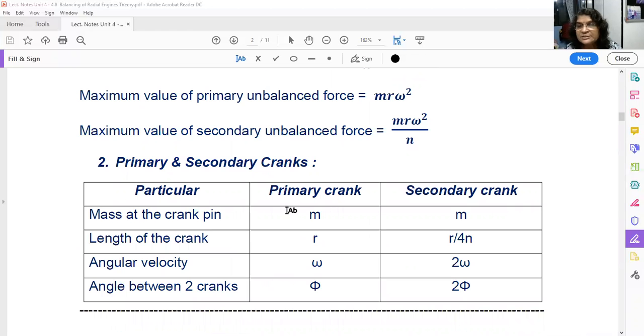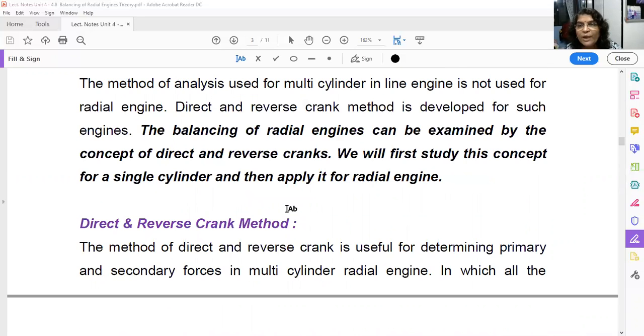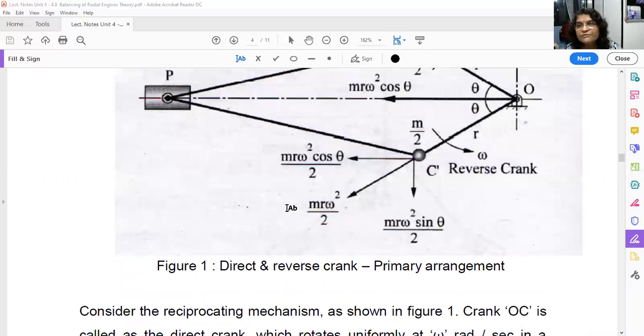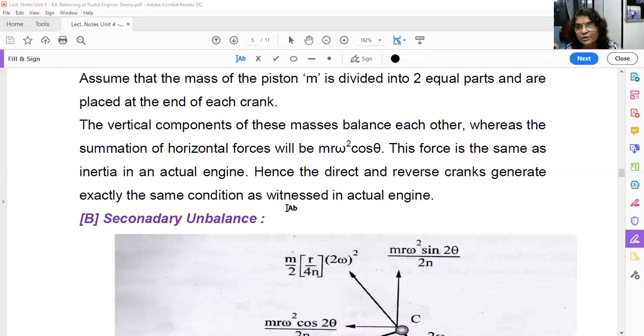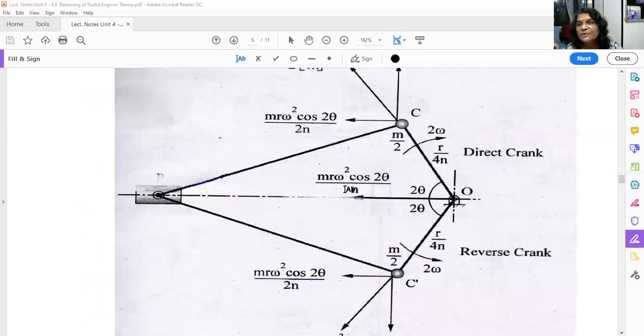Okay. Now this secondary unbalanced force we have to analyze in the same fashion as we have analyzed the primary unbalanced force, using the same concept. This is the direct crank, this is the reverse crank. The reverse crank is a mirror image of the direct crank. This is rotating with 2 omega speed, so the reverse crank will also rotate with 2 omega speed, but in the opposite direction. The direct crank will make angle 2 theta in clockwise direction. The reverse crank will make 2 theta in anti-clockwise direction. The radius of the crank is r upon 4n, so the reverse crank is also r upon 4n.